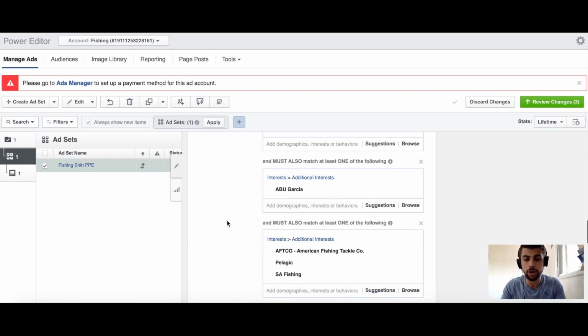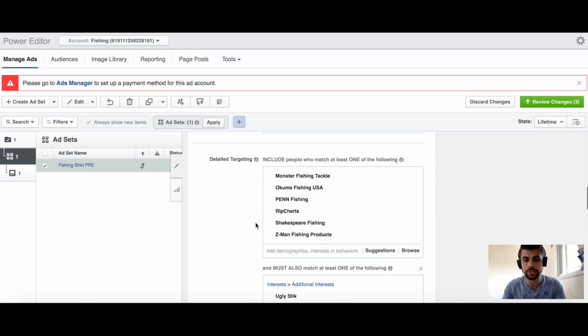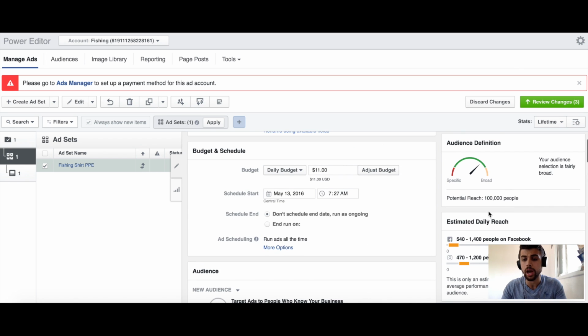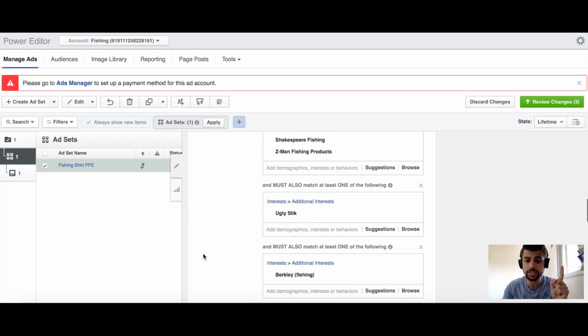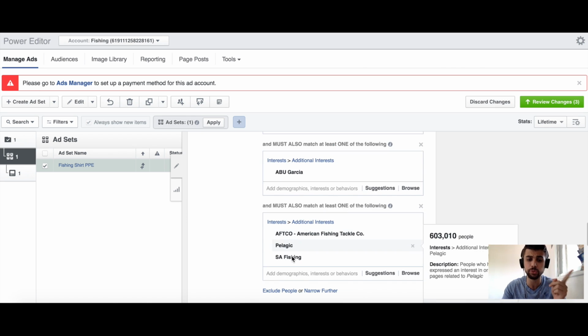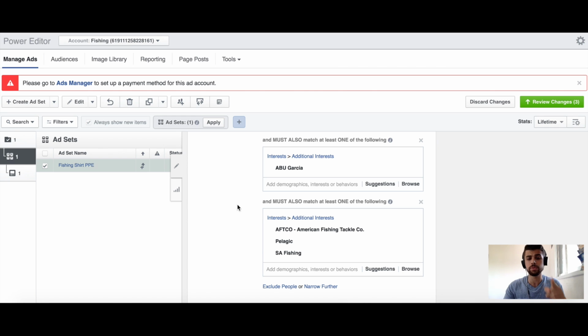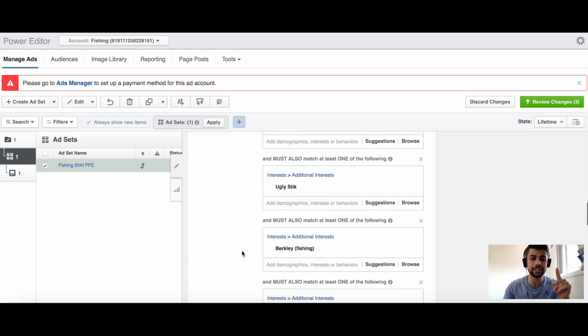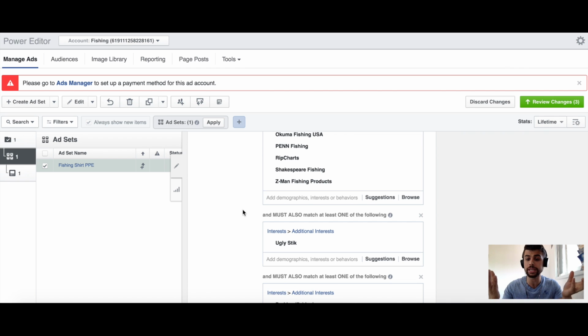So basically, if I'm around 100,000 on my last one, I usually just add a few more to really get that up to 100,000. Now what you have here are basically 100,000 people that have to love one of these interests, have to love ugly stick, have to love Berkeley fishing, have to love Abu Garcia, and have to love one of these three interests. So you understand how from 2.3 million, up to 2.6 million, I don't remember, we got to 100,000 people. Now, these 100,000 people are the most targeted of that 2.6 million because they have to love at least 5 fishing interests.